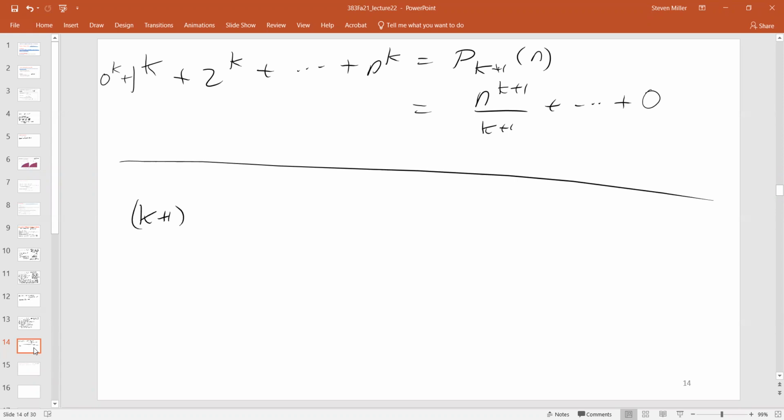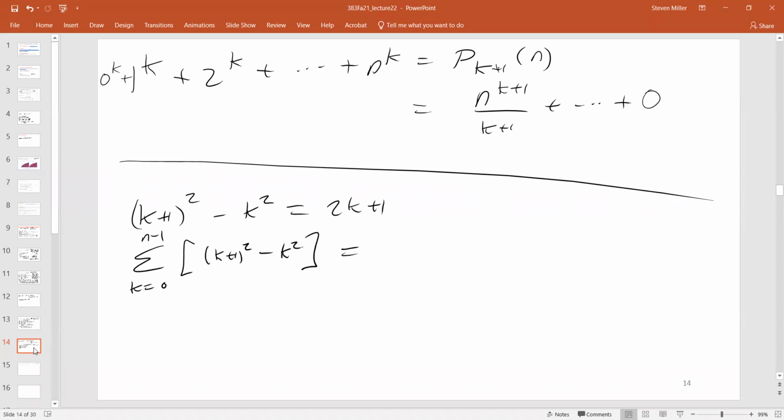What's k plus 1 squared minus k squared? This is just 2k plus 1. So if I do a sum, k goes from 0 to, say, n minus 1 of k plus 1 squared minus k squared, this is going to be a sum, k goes from 0 to n minus 1 of 2k plus 1. All right, what can you tell me about this sum on the left?